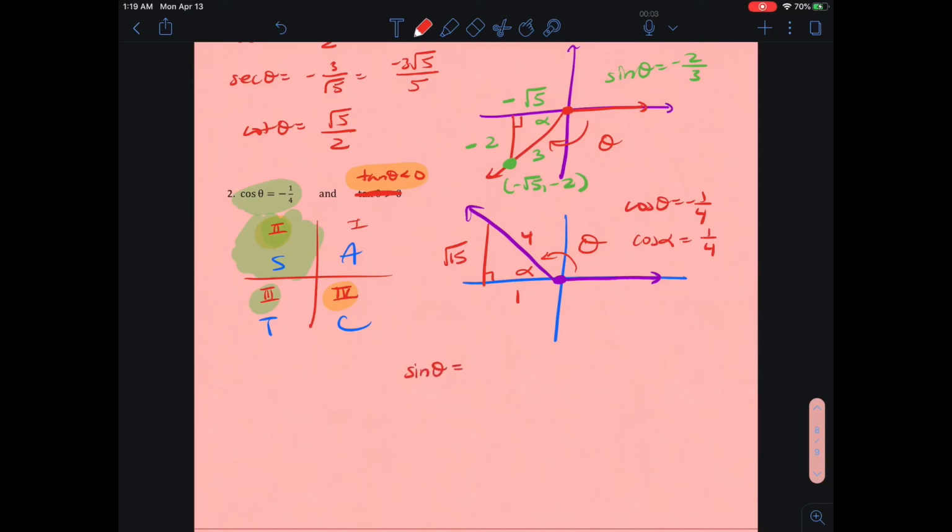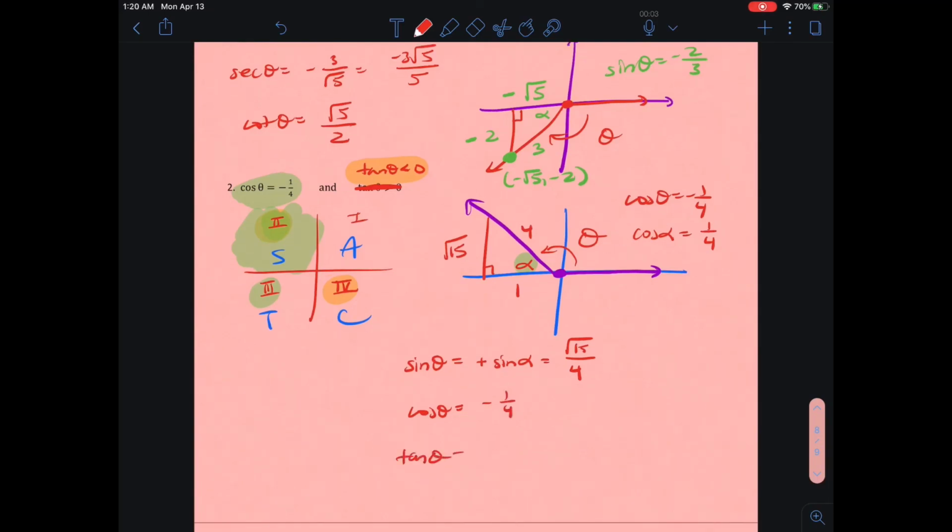To find sine of theta, I know that because we're in quadrant 2, sine is positive. So I can just use sine of the reference angle, looking at my triangle here and using this angle. Sine of that angle would just be opposite over hypotenuse, which is square root of 15 over 4. I already know what cosine of theta is, but I'm just going to write that anyways. This is just negative 1 over 4. Now I'm going to find tangent of theta. In quadrant 2, we know tangent's negative. So it's going to be negative tangent of the reference angle. In this case, tangent of alpha would be opposite over adjacent, or just square root of 15.